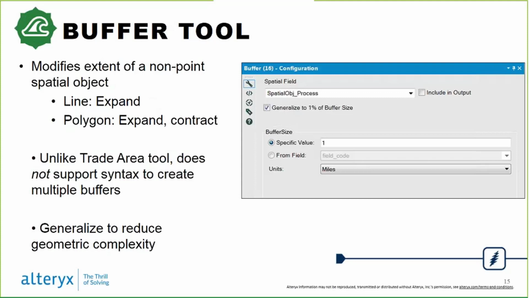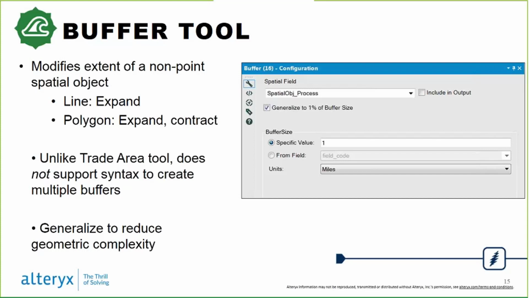So you may be wondering, and for those of you who may have done spatial analyses with other software, you might be looking to do this very similar idea of creating a trade area, but around either a line or a polygon spatial object. For that, we use the buffer tool. The buffer tool allows you to create or expand or even contract the specific buffer size around either a line or a polygon spatial object. Now, based on the input spatial field that you put into this tool, whether that's a line or a polygon, you have different ways you can work with this.